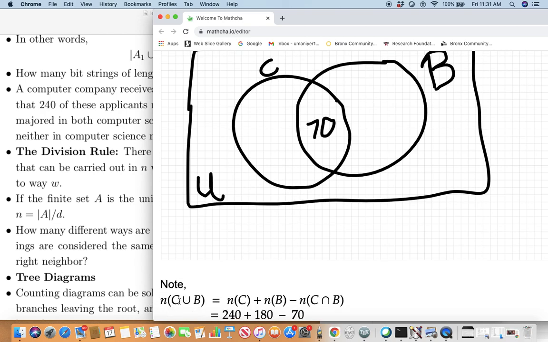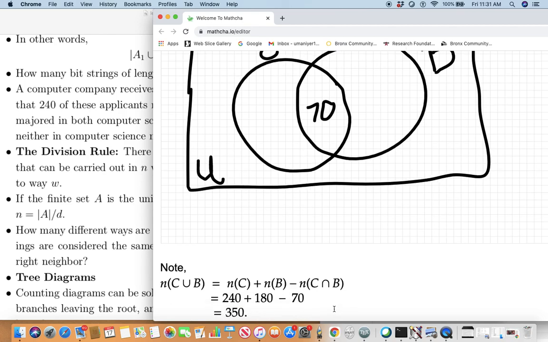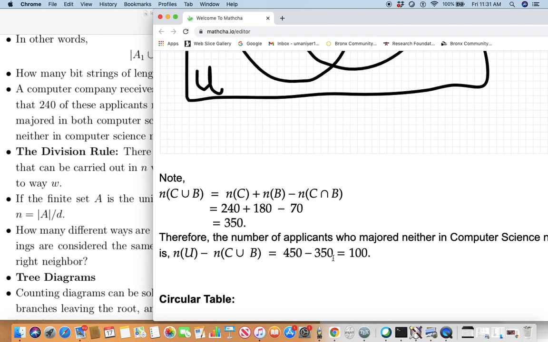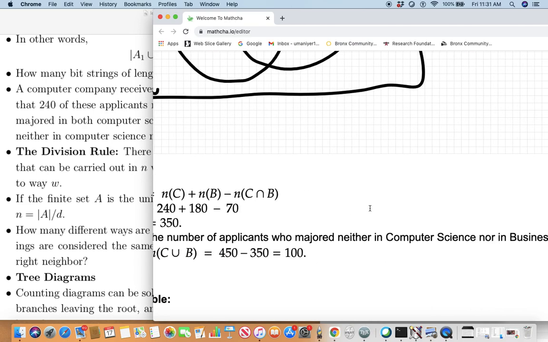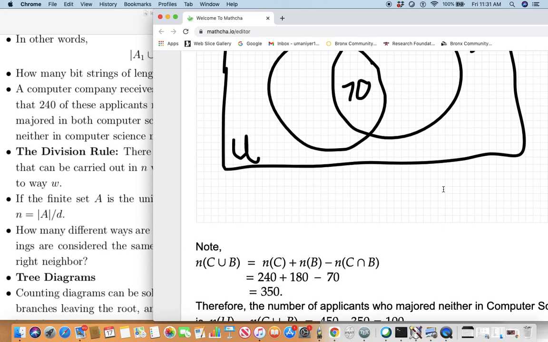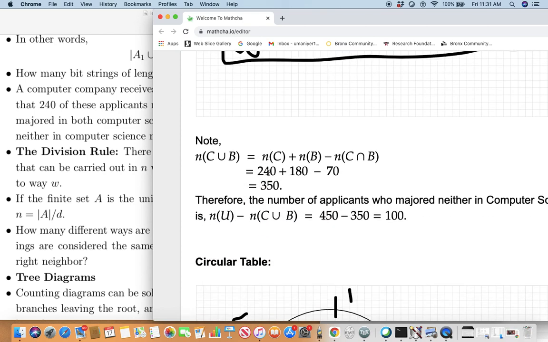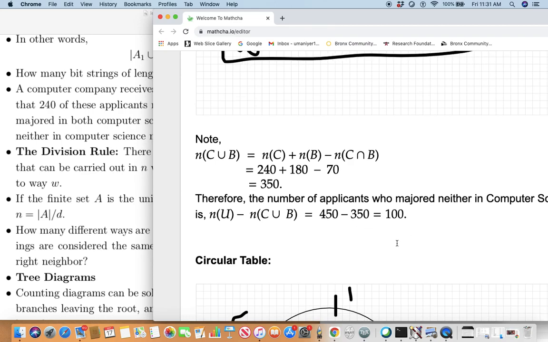So students who majored in computer science or business come to 240 plus 180 minus 70. So that's 350. So that's students who majored in computer science or business. Now students who have majored neither in computer science nor business, in other words, they shouldn't be in this region, they should be outside. That will be all of the universe minus C union B. So that's in all 100.